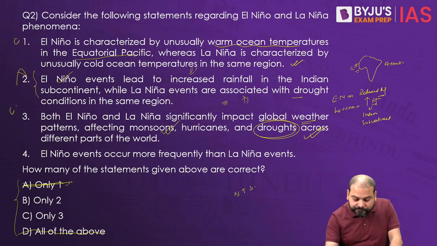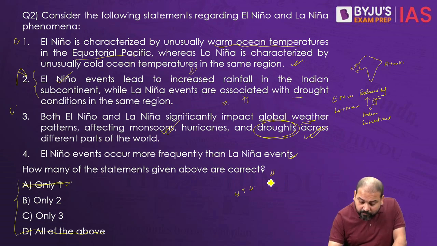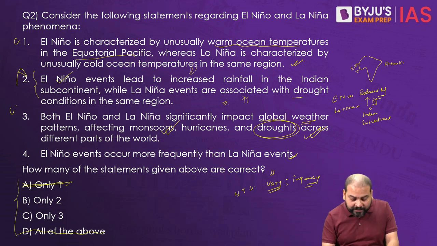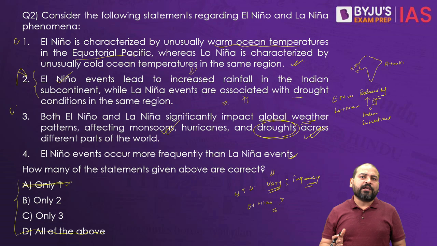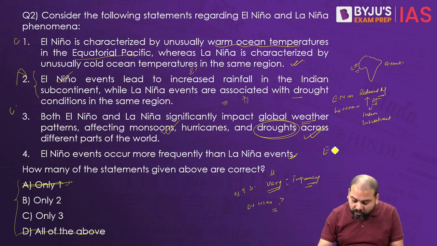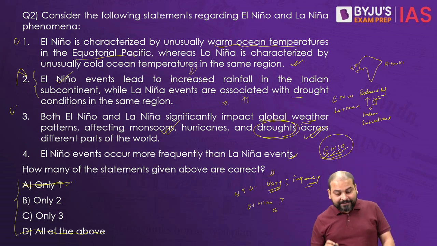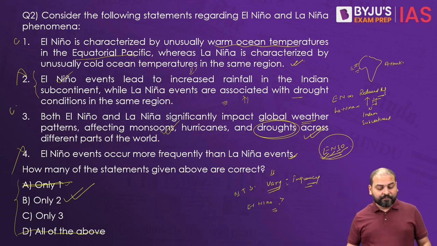1, 3. What about 4? El Nino events occur more frequently than La Nina events. Now, the frequencies of both these events can vary, and there is no evidence as such which might point out that one happens more than the other. Because whether there will be El Nino or La Nina depends on a complex cycle known as ENSO, whose full form is El Nino Southern Oscillation. That's why this statement is wrong, and thus we get only 2 statements correct. That is, B is the correct answer for question number 2.